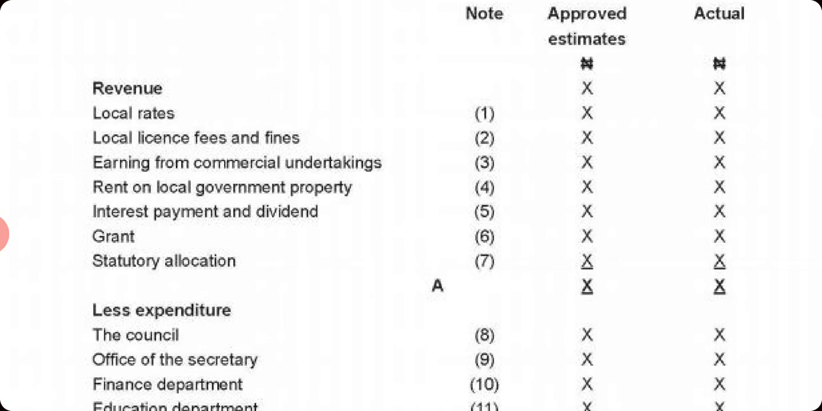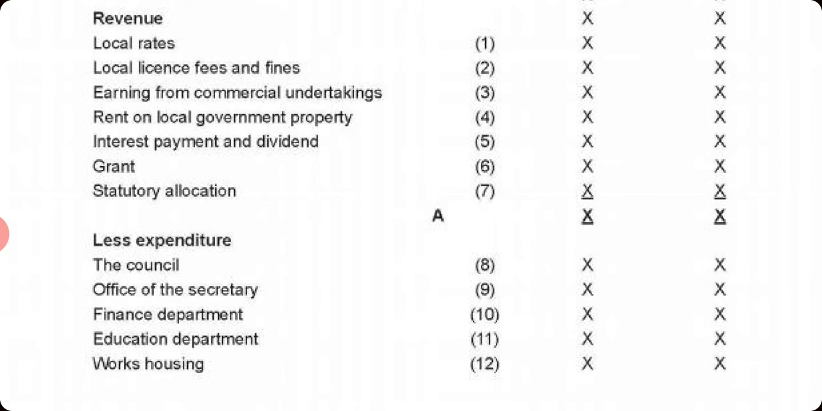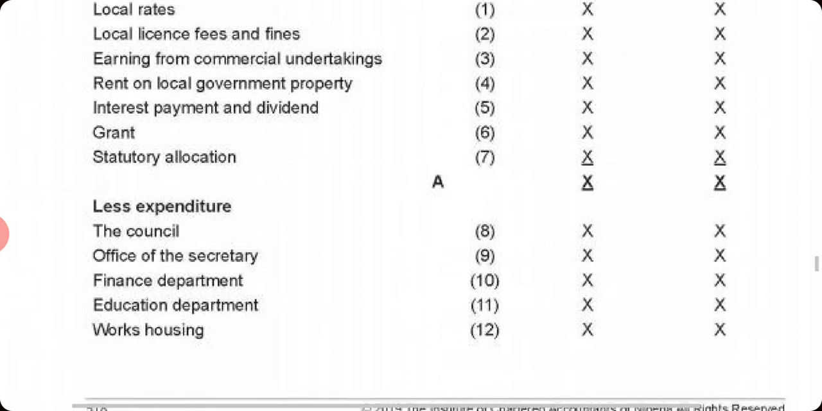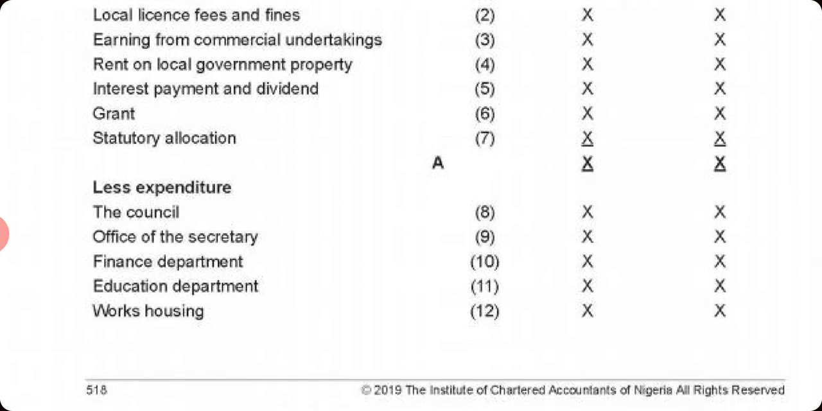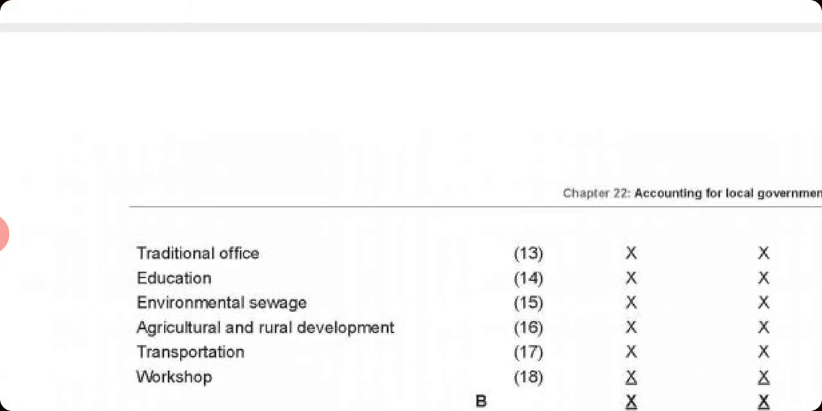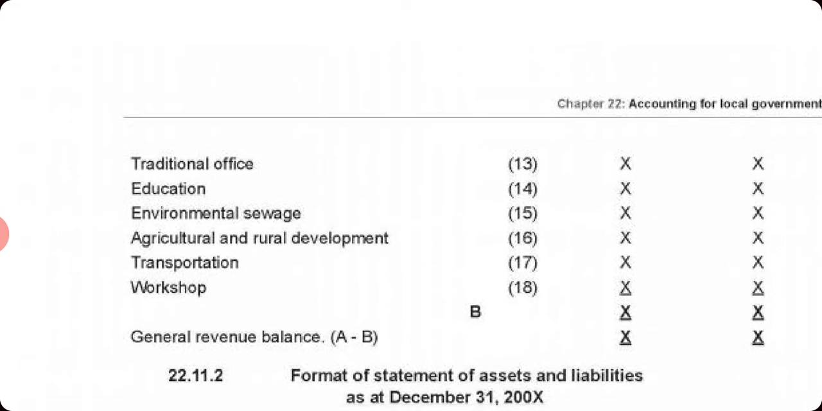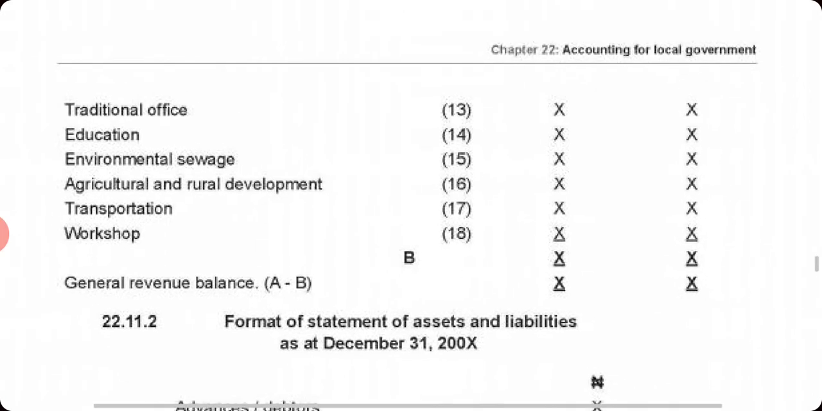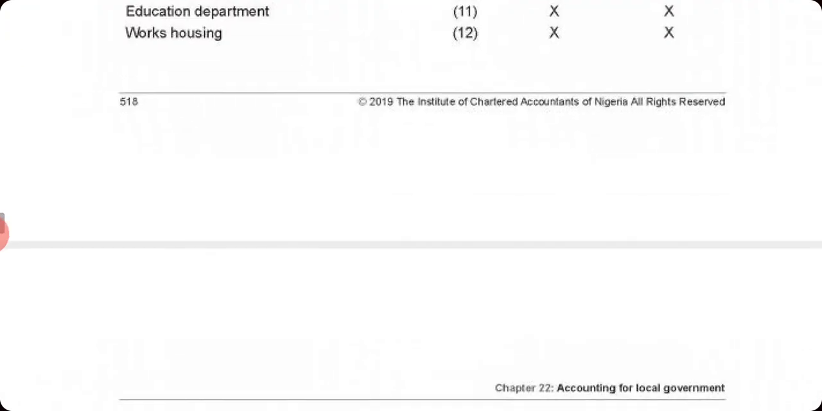All right, so the next item is expenditure. When you have grouped all the revenue, you add them together, and then you move to the expenditure section. What are the expenditures? The council's expenditures: the office of the secretary, finance department, the education department, the works and housing department, and what have you. The traditional office, because they will pay the traditional rulers, the education budget, the environmental, sewage, agricultural and rural development, transportation, workshop. You add all this together, you have total expenditure. Take away total expenditure from total revenue, you have your excess of revenue over expenditure, or excess of expenditure over revenue, as the case may be. So that is that about the format of a statement of revenue and expenditure of a local government area. Do you understand?